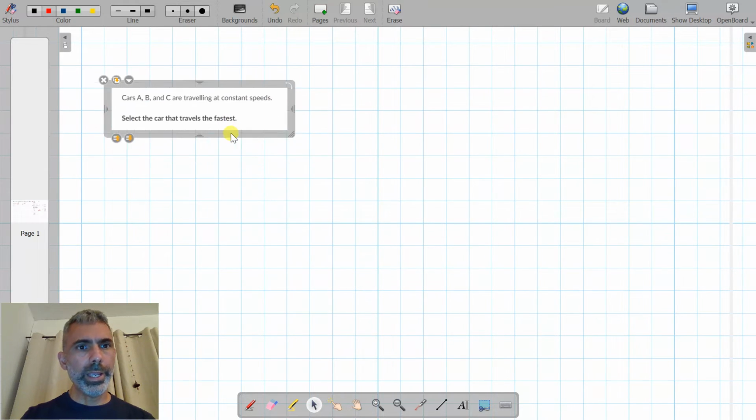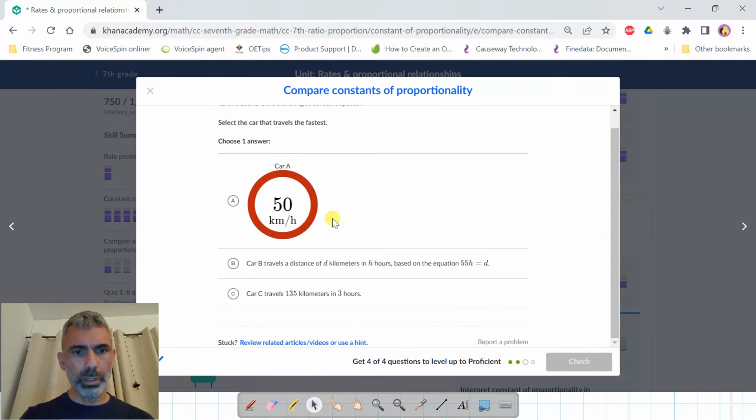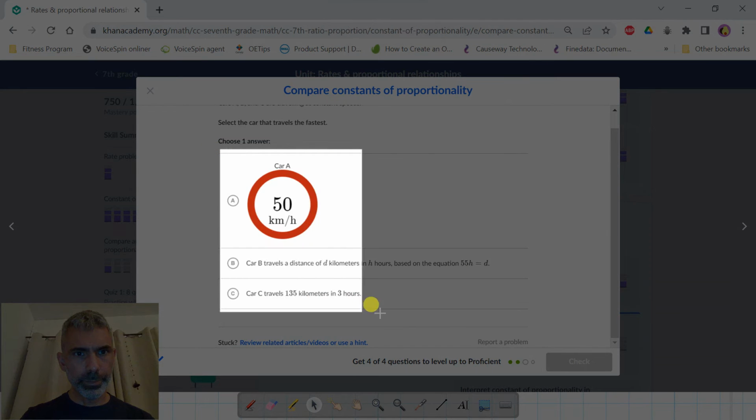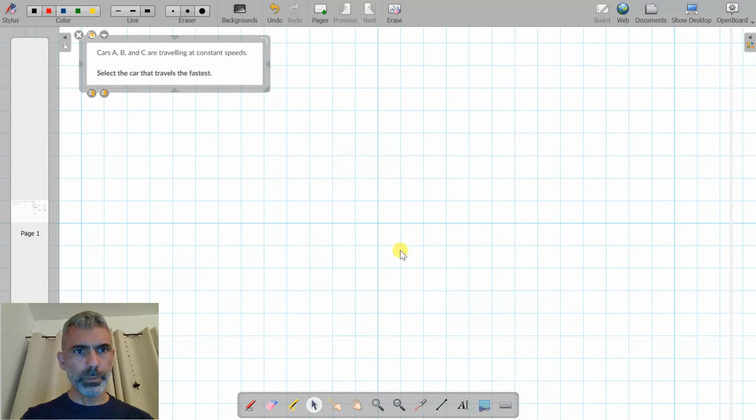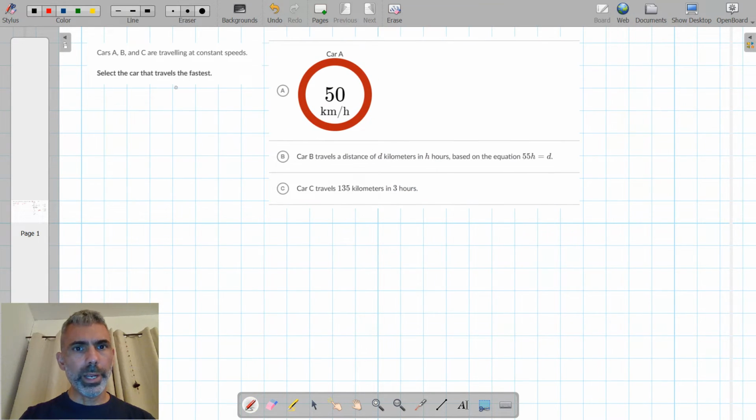Okay, cars A, B, and C are traveling at constant speeds. Select the car that travels the fastest. Okay, so car A goes at 50 kilometers per hour. That is given. Car B travels a distance of d kilometers in each hour based on the equation d equals 55h.